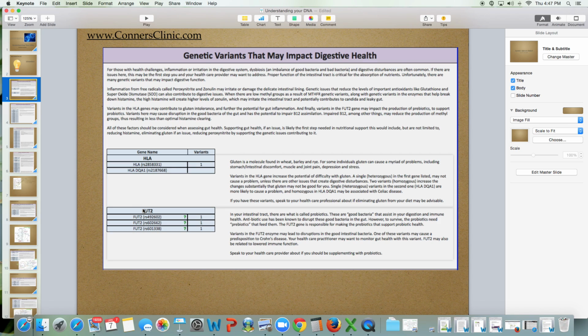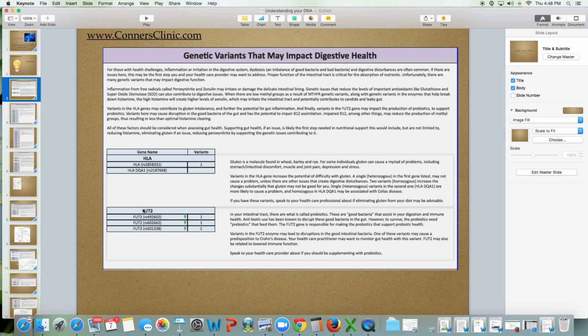FUT2 gene. So, if a person has a defect, like this individual has a single allele defect in all three of those FUT2 genes, that's not so good. So they are going to have more difficulty making the apartment complex for the probiotics to live in. So this could be a person, and if this is you, you could be taking all the probiotics in the world and you can't figure out why you can't get your gut back in order.